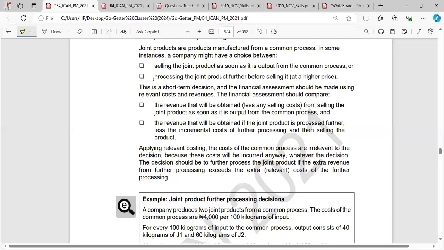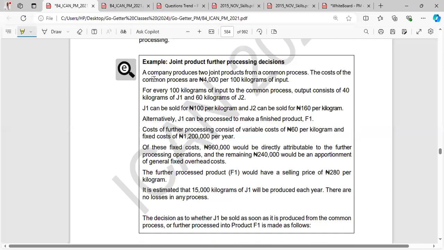Now look at this example here. A company produces two joint products from a common process. The cost of the common process is 44,000 naira per 100 kilogram of input.